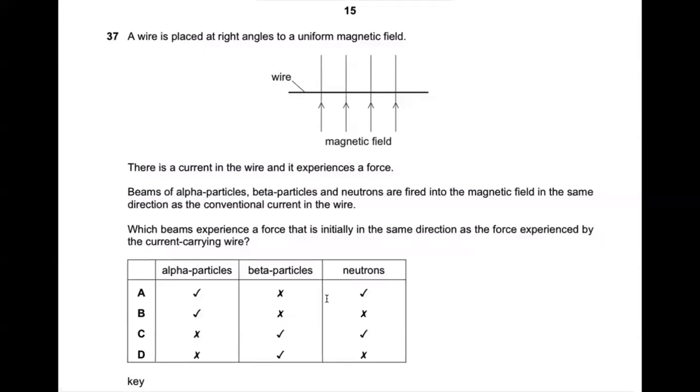conventional current as the direction of current. So that means the flow of positive particles. So it would be the same for alpha. It would not be the same for beta. And neutrons being neutral would experience no force at all. So in this case, the answer was B.